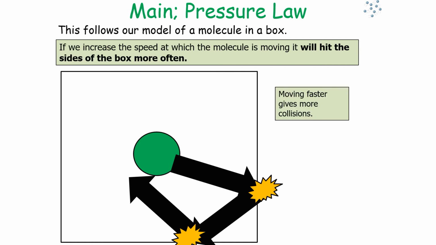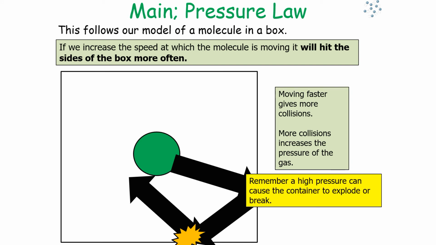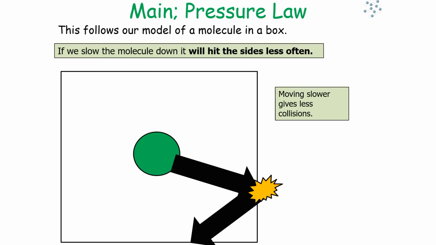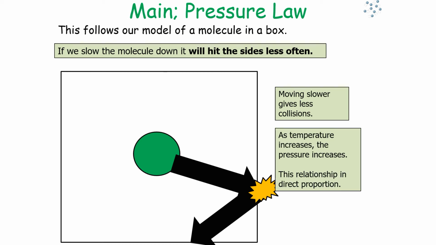So if the gas particles are moving faster, they will produce more collisions. More collisions increases the pressure of a gas. Now remember, a high pressure can cause the container to explode or break. Now if we slow the molecule down, we lower its temperature, the molecule will hit the sides less often. So moving slower gives less collisions. So it gives a lower pressure exerted by the gas. This tells us that as temperature increases, pressure increases. The relationship is in direct proportion.